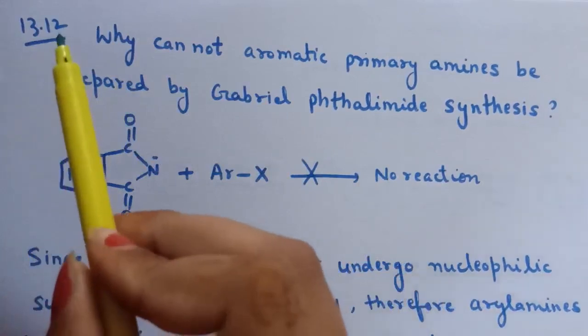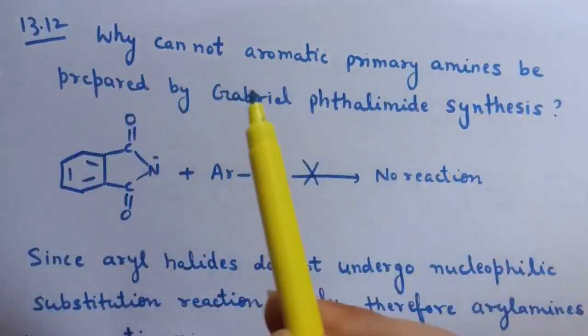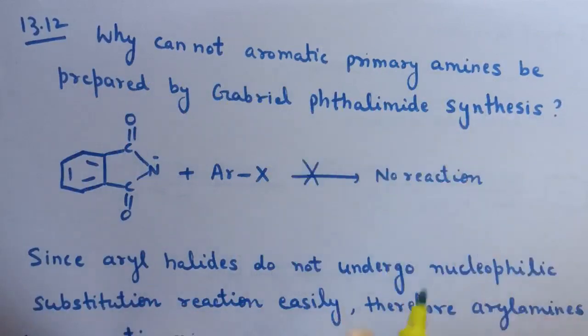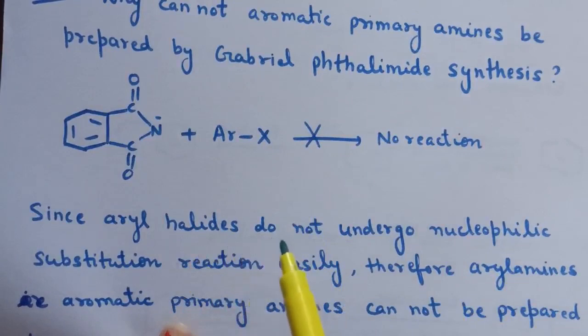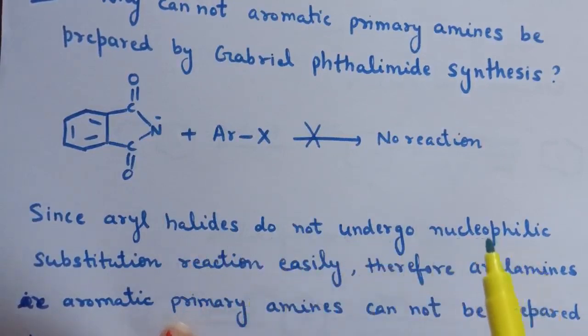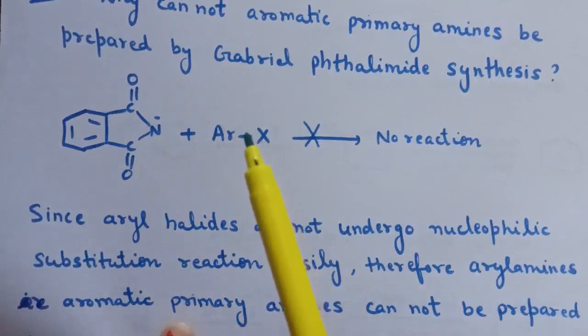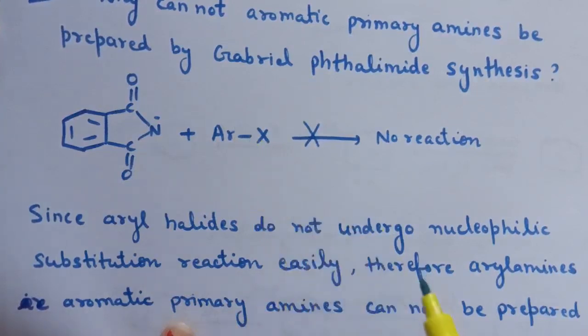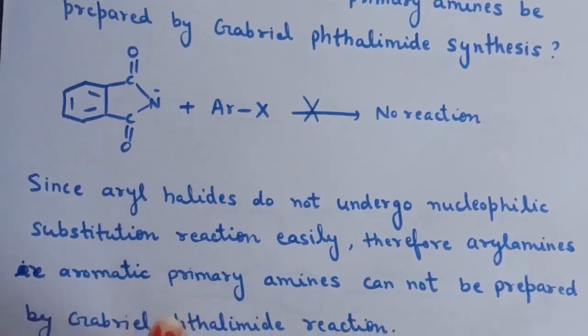Question number 13.12: why cannot aromatic primary amines be prepared by Gabriel phthalimide synthesis? So here is the answer. Since aryl halides do not undergo nucleophilic substitution reaction easily because this bond is not easily cleaved, aromatic amines cannot be prepared by Gabriel phthalimide synthesis.